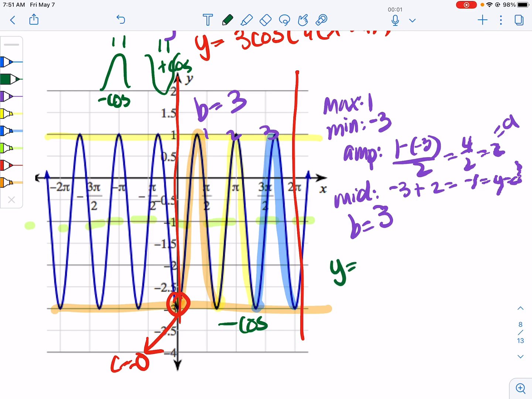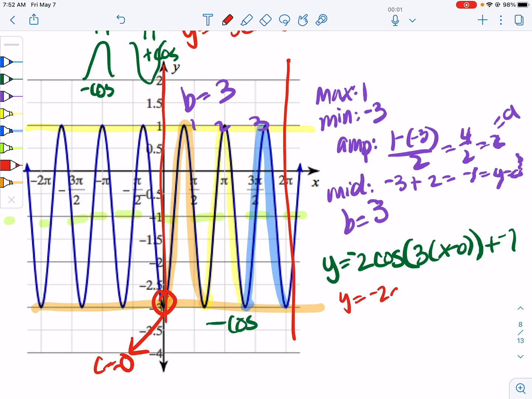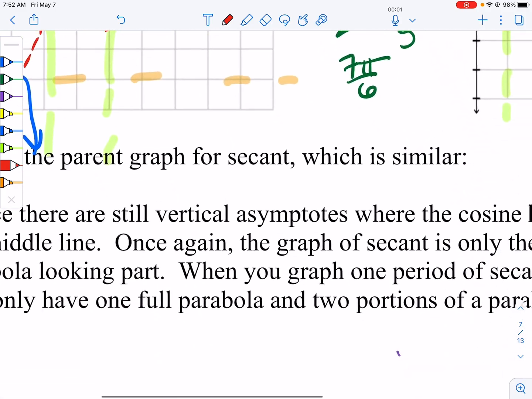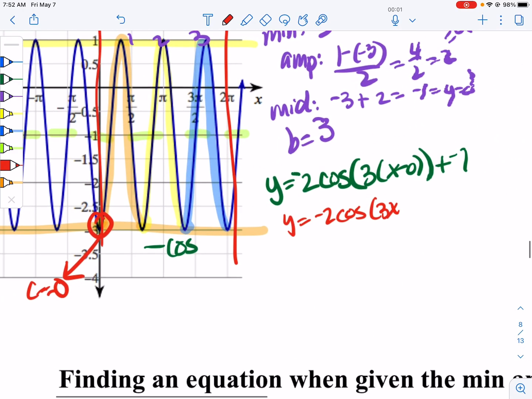So y is a, which is the amplitude, which is 2. It's a negative cosine, so the negative goes with the 2. The b is 3. We're shifting left or right by nothing, and then plus a -1. So when I simplify this, we can go to y equals -2 cosine 3x, and then plus a negative turns into -1.